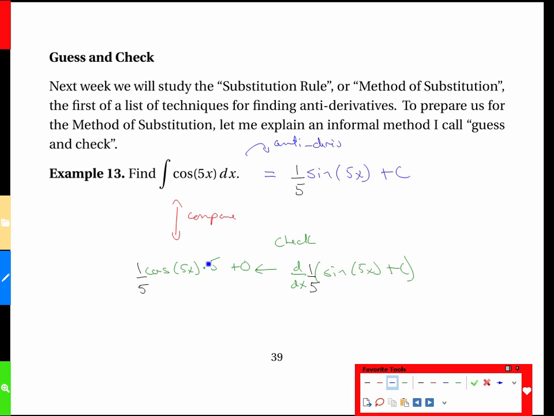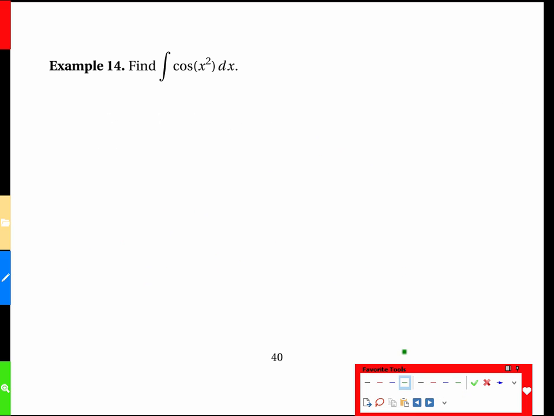And when we cancel the 5's here, we're going to get cos of 5x. And we go, that is right. That's exactly what we want. And so the antiderivative of cos of 5x is 1/5 sine of 5x plus a constant. Nice. And we checked it, we verified it with a quick calculation like this.